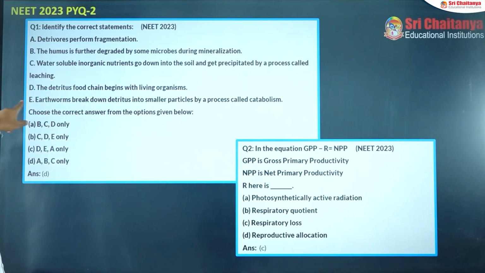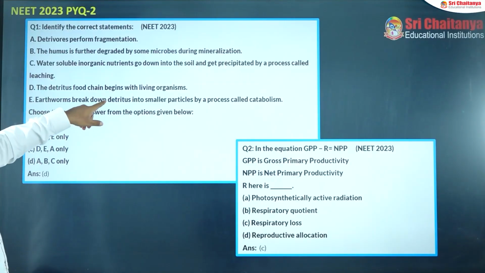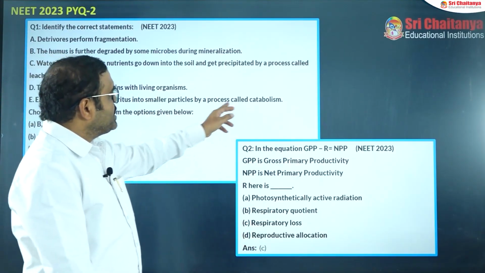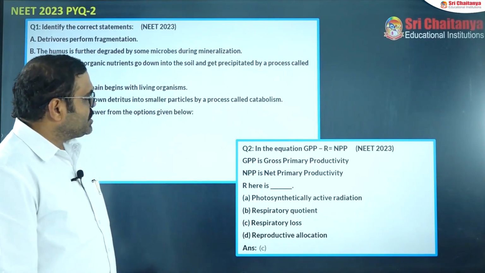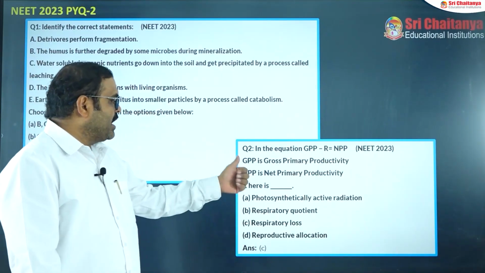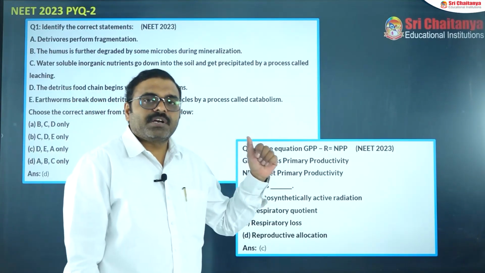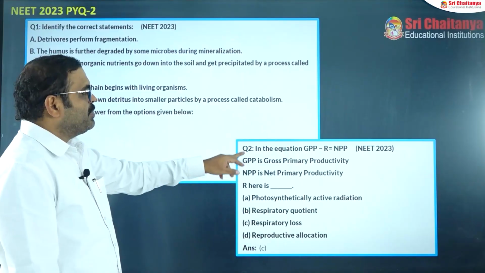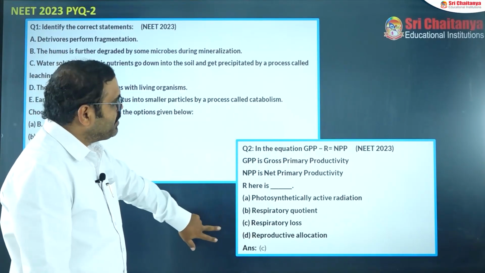That's why it is wrong. Next, earthworms break down the detritus into smaller particles. The process is known as fragmentation. So it is the wrong one. Next, the second question is the equation GPP minus R equals NPP. In this, R is respiration. So respiration loss is known as R. GPP minus respiration loss is equal to NPP.